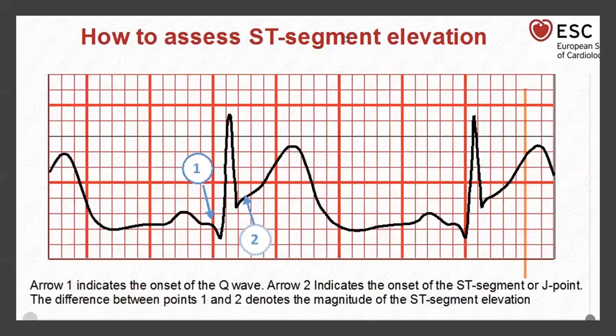And we'll just now go through how to actually assess ST segment elevation. So as you just noticed, this is a rhythm strip, or just highlighting the one where there is a sinus rhythm, because you can actually see the P waves. And what I just need you guys to note is how to actually assess for the ST elevation. So the first arrow indicates the onset of your Q waves, and then the second one indicates the onset of your ST segment or your J point. So the difference between these 2 points here, that's your ST elevation.